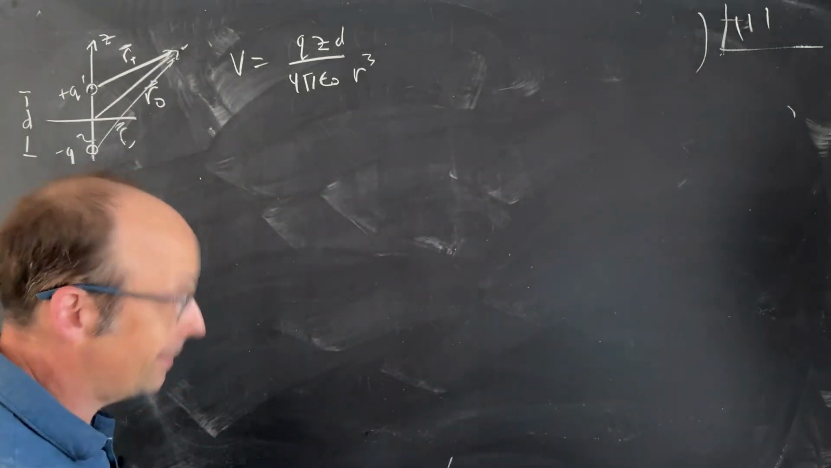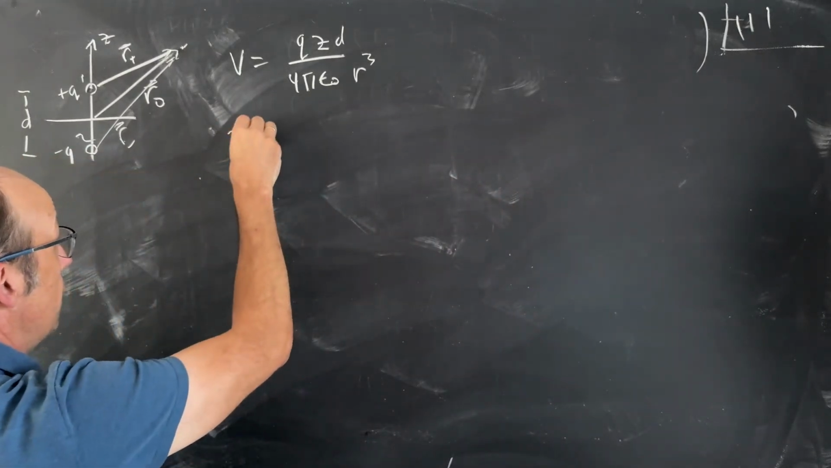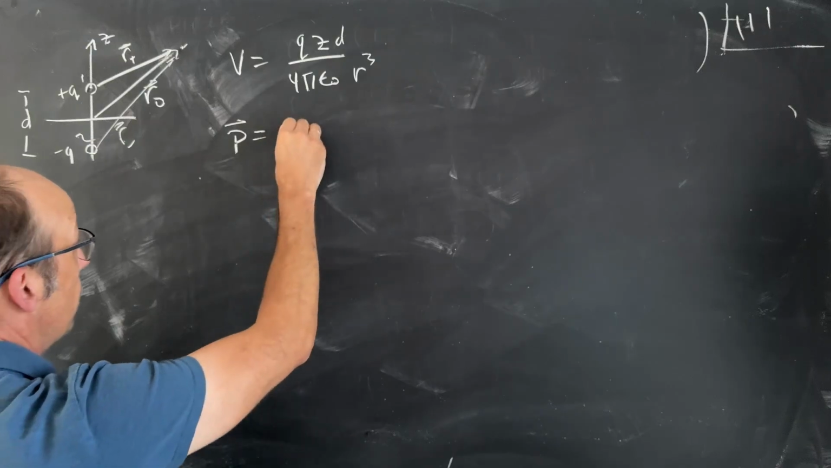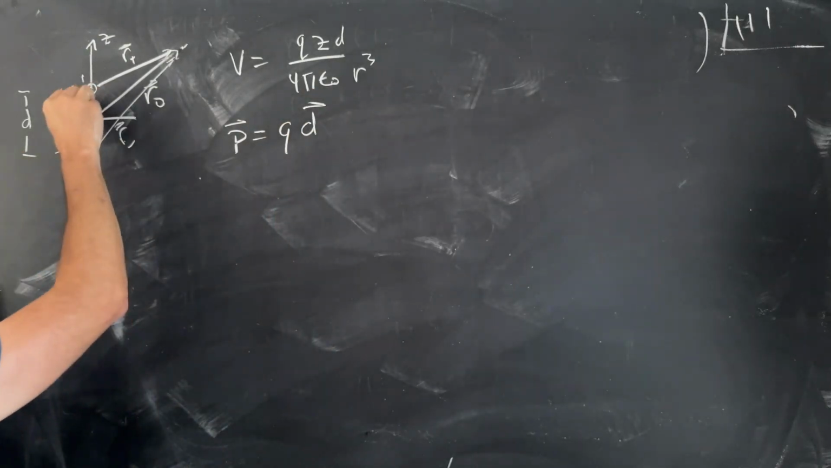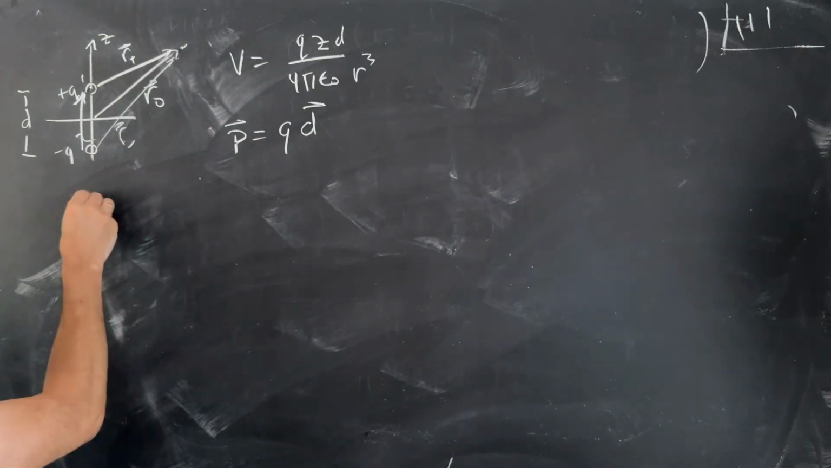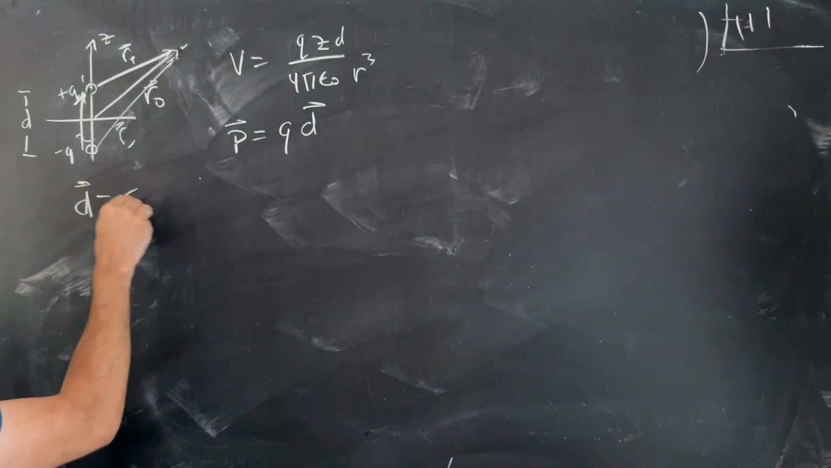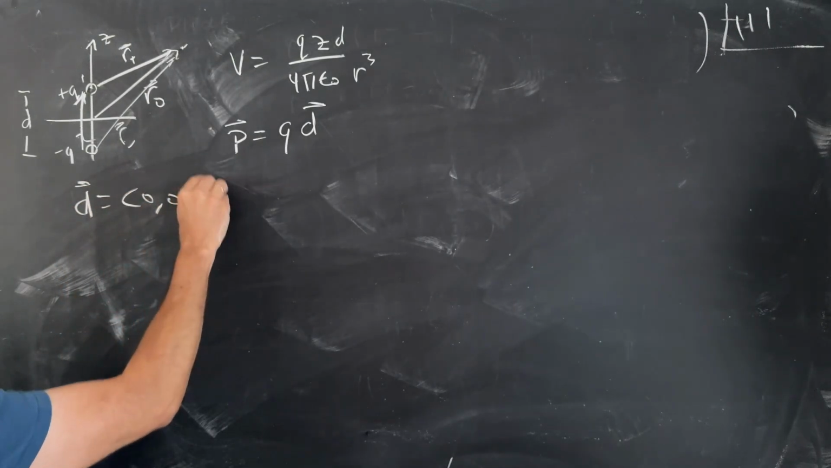So, and that's not a trick, it's a definition. Let's define the dipole moment P as Q D. This is going to be the vector D from there to there. And so in this case, I can say the vector D is 0, 0, D.